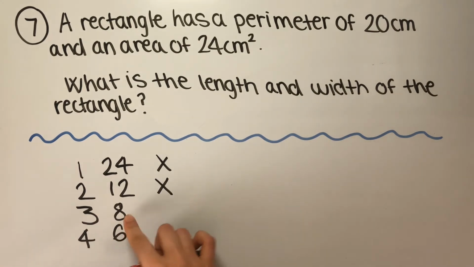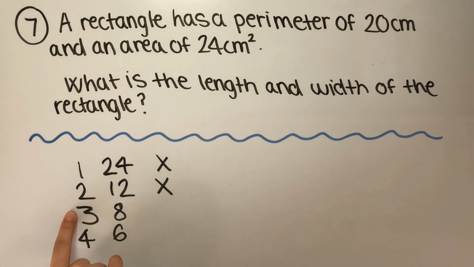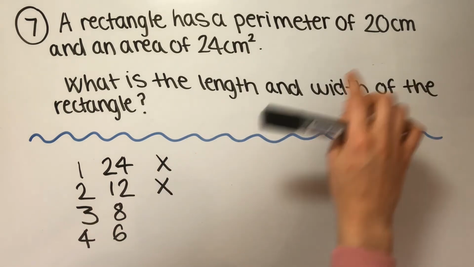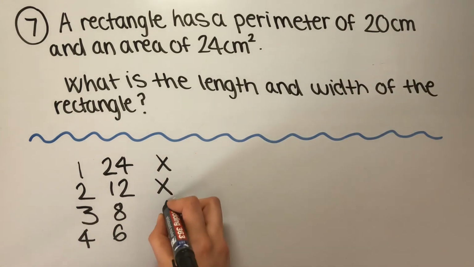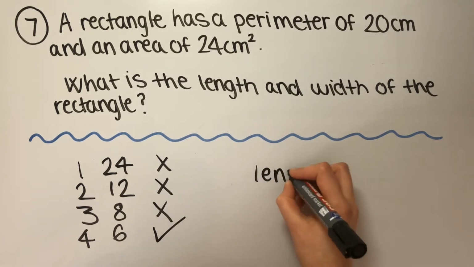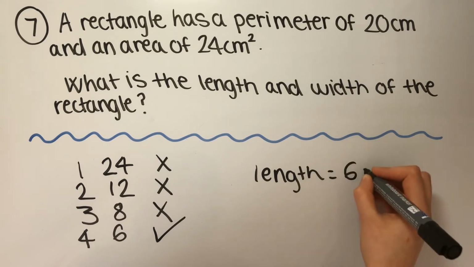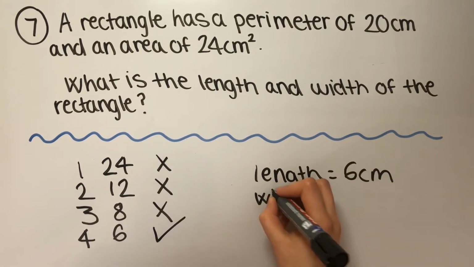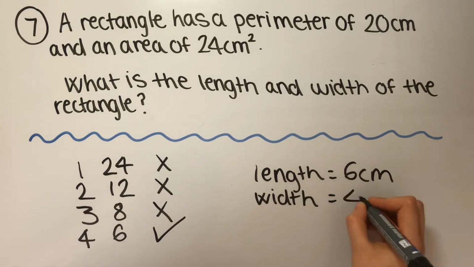8 plus 8 is 16, plus 3 is 19, plus another 3 is 22. Now that's bigger than 20 centimetres, so it can't be that one. We're left with 4 and 6, but we've got to check that it's right. 6 plus 6 is 12, 12 plus 4 is 16, plus another 4 is 20. So this is correct. Our length equals 6 centimetres and our width equals 4 centimetres.